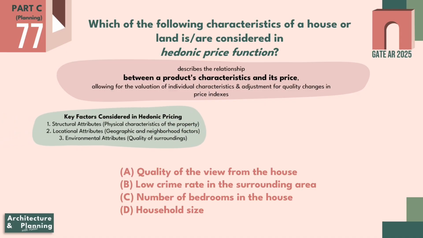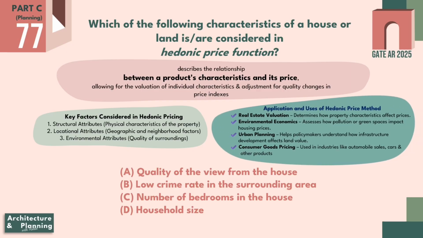Some key factors that are considered in hedonic pricing are: number 1, its structural attributes, which considers its age, its appearance, and its material. Second is locational attributes, which talks about its location and its surrounding. And the third is environmental attributes, which is about the quality of the surroundings. Now let's see some fields where this hedonic price function is applied. So we can use this function in real estate valuation, environmental economics, urban planning, and in the pricing of consumer goods.